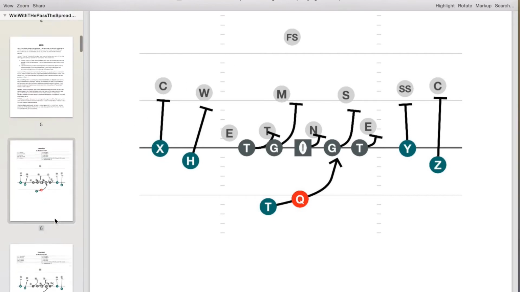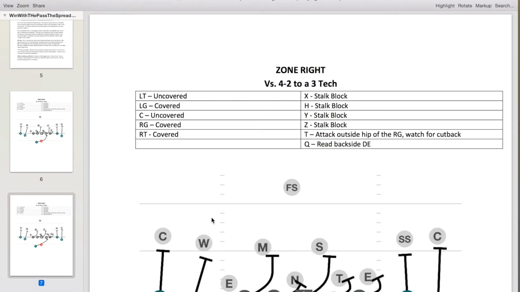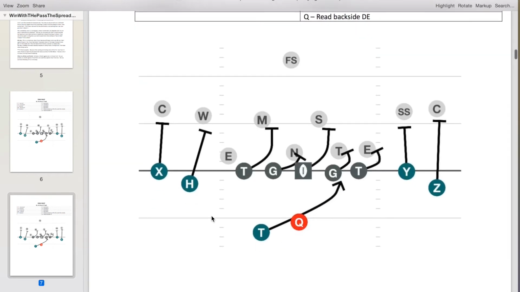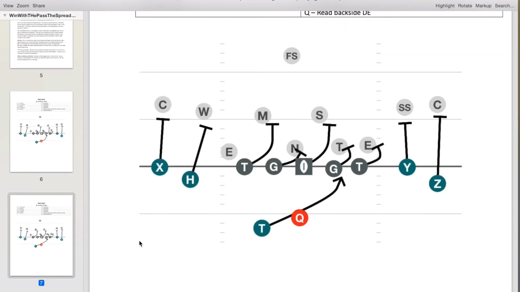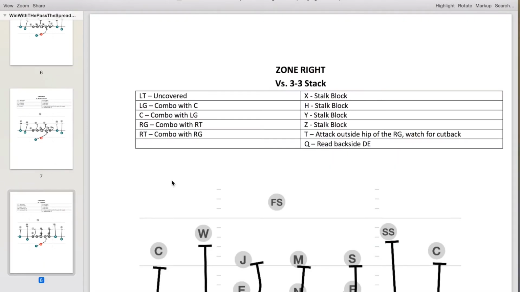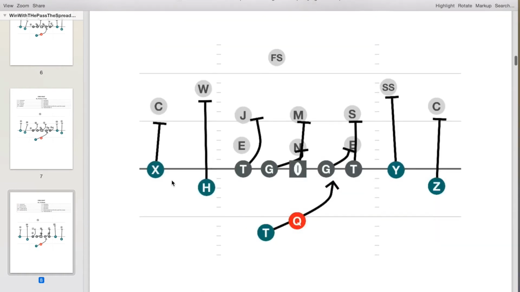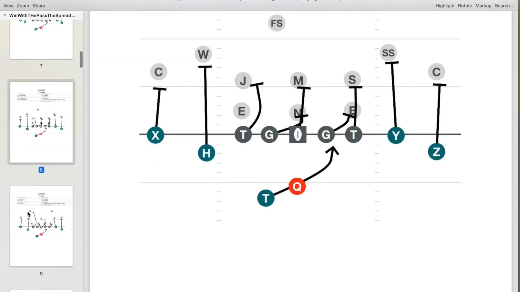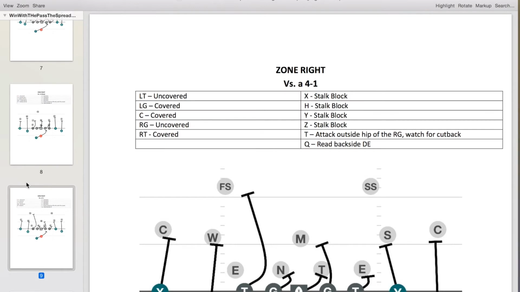That's an example. Zone versus a 4-2. Let's look at it. I have basically every way drawn up in the playbook. We're not going to go through every single front because the rules are the same, right? But let's go down here to a 3-man front and just look at how we would teach this against 3-3 stack. I told you this was kind of an exception.